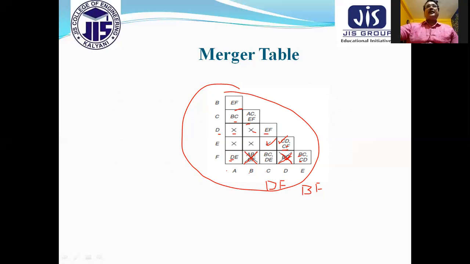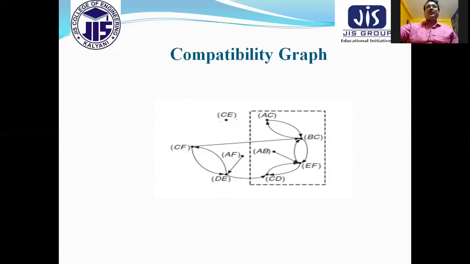After crossing this one, we can get the compatible pairs. What are the compatible pairs here? I can get AF, AC, AB, then BC for this one, then CF, CE, and CD. Like this, we are getting the compatible pairs there. Okay. Now we are getting EF also as a compatible pair. So all the compatible pairs we have to draw, as in the case of the compatibility graph, where we have to draw all compatible pairs.